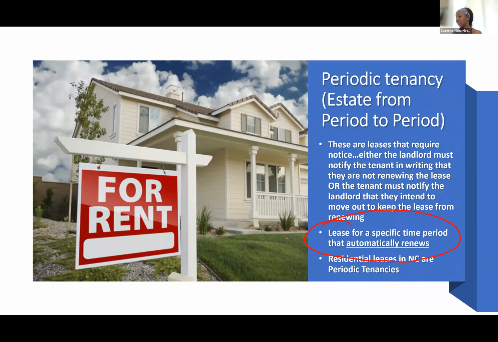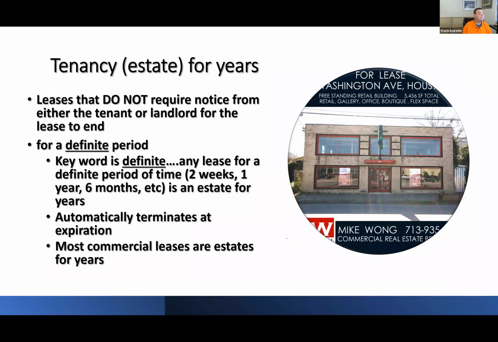Yes. The opposite of a periodic tenancy is something called the estate or tenancy for years. Now, don't get hung up on the "years" part. An estate for years is any lease that doesn't require what? Notice. If the lease doesn't mention notice, it is an estate for years. If the lease does mention notice, it's a what? Periodic.